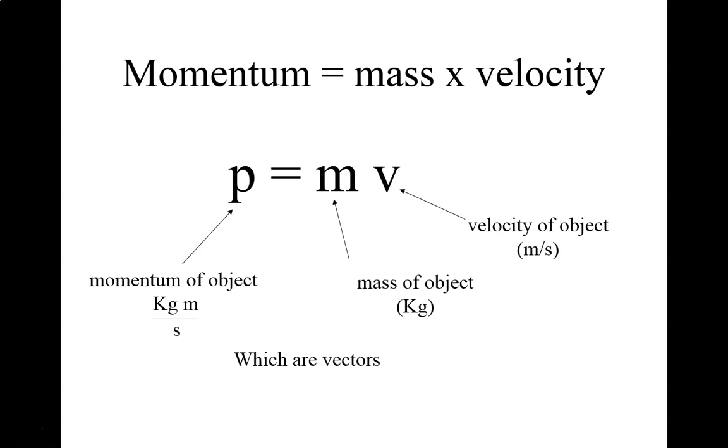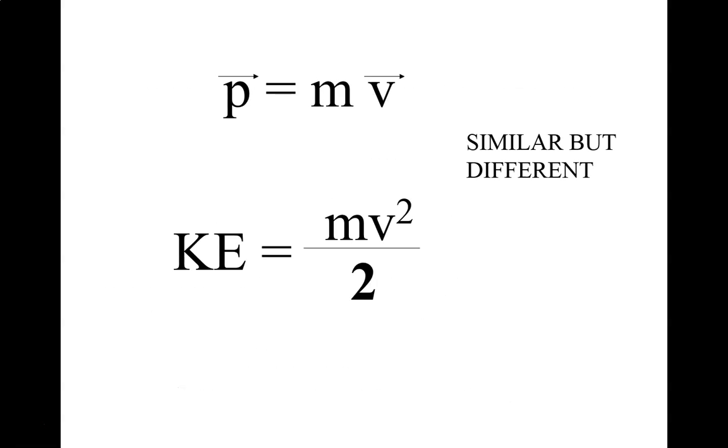Are there any vectors here? Is mass a vector? No. Is velocity a vector? Yes. Would it make sense for momentum to have a direction, for it to be a vector? Sure it would. Since velocity is a vector, so is momentum. The momentum vector is in the same direction as the velocity vector. Restated, an object's momentum is in the same direction that it's moving. That makes enough sense.